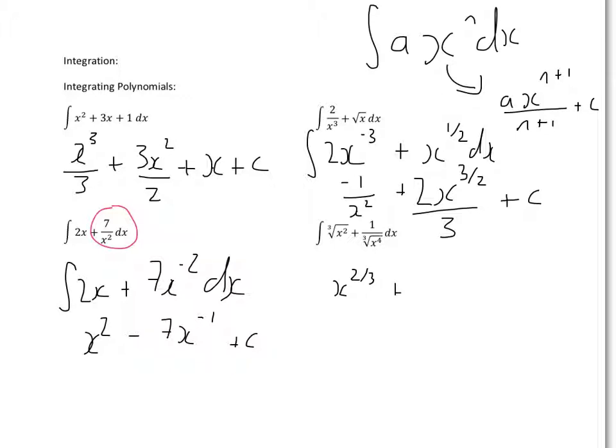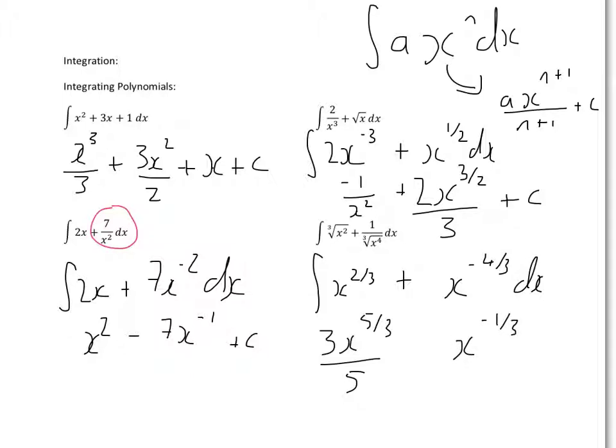This next one, I've got to change the integral into x to the power of negative 4 over 3 dx. And what that's going to do is, same deal, we're just going to increase the power by 1, so it becomes 5 over 3. Divide by the power, which is the same as timesing by 3 over 5. And then increase the power by 1, that becomes negative a third. Divide by negative a third, that's the same as timesing by negative 3 plus c.